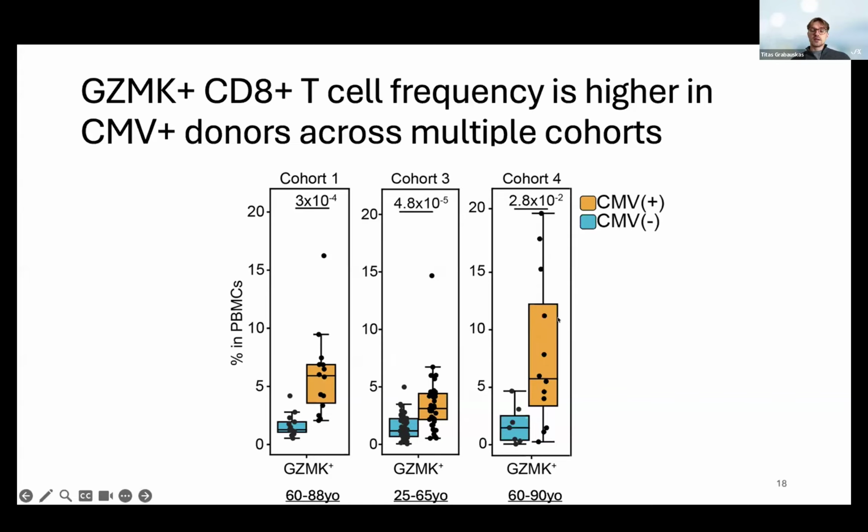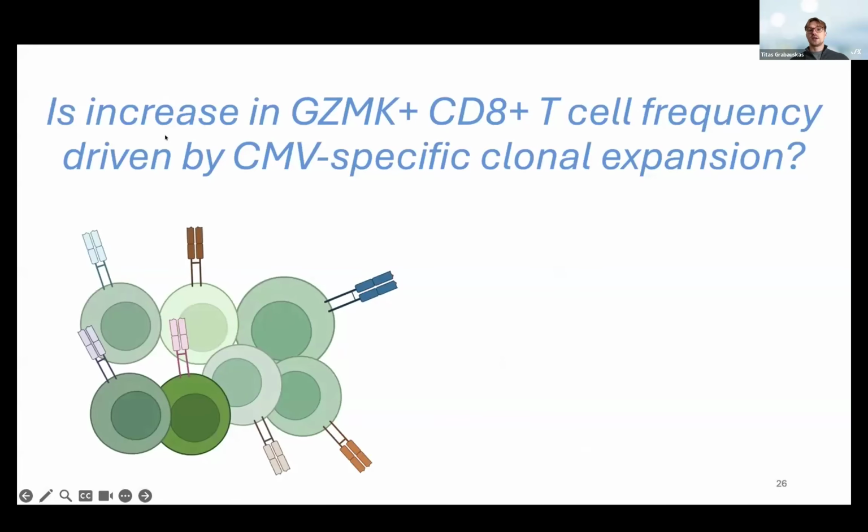While this is very exciting, we wondered whether we were potentially implicating the subset with CMV seropositivity in addition to aging and inflammaging, and whether we could come up with more evidence to support this. So the next question we asked was: is the increase in GZMK CD8 T cell frequency driven by CMV-specific clonal expansion? Up until now, whenever we're looking at the CD8 T cells, we're looking at a mixed bag of antigen specificity. Some of those cells might be specific to CMV, some to COVID, SARS-CoV-2, and so on and so forth.